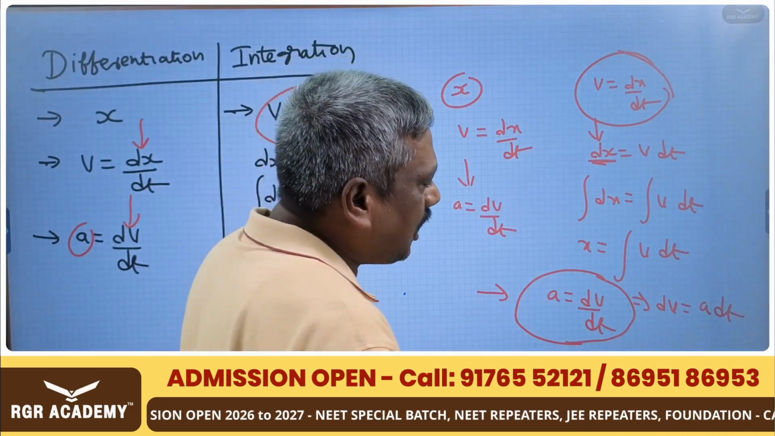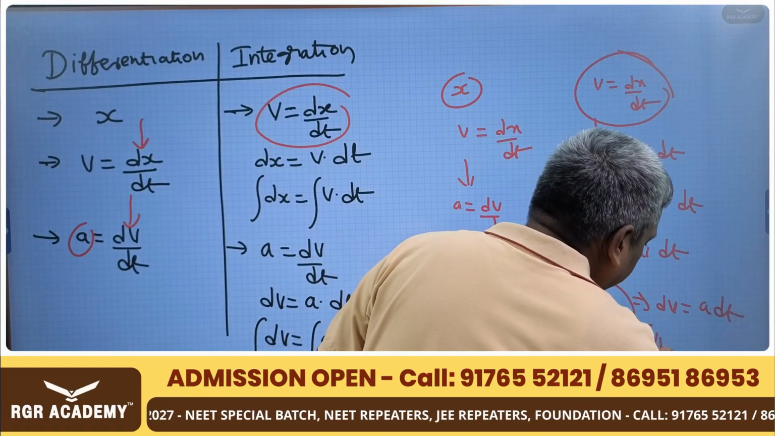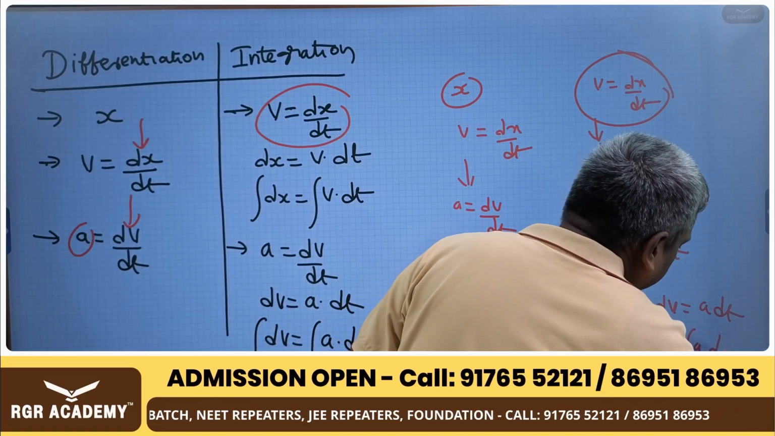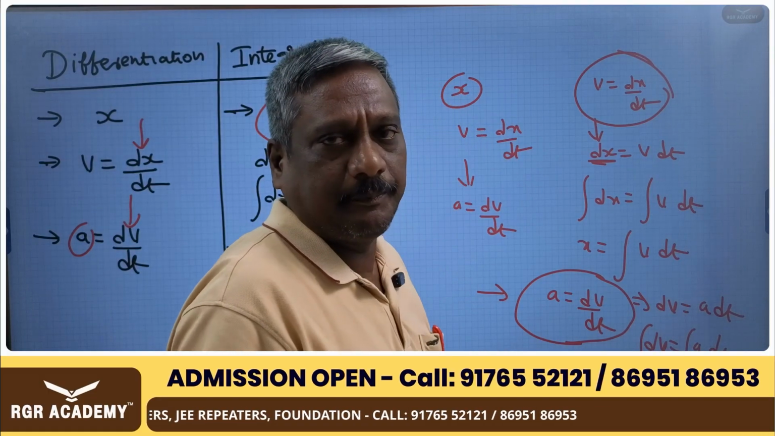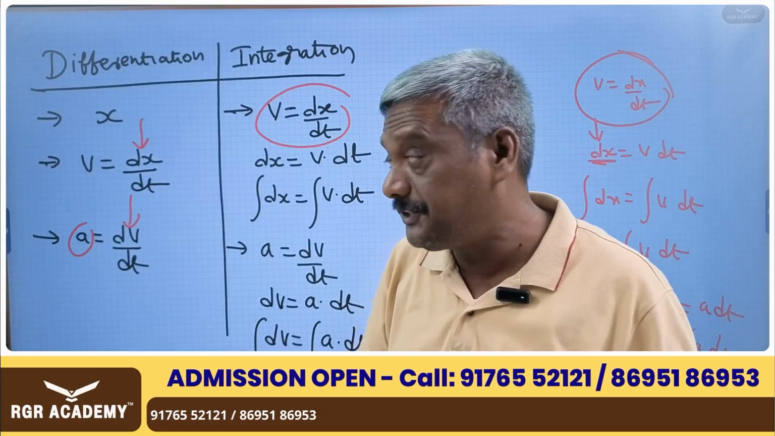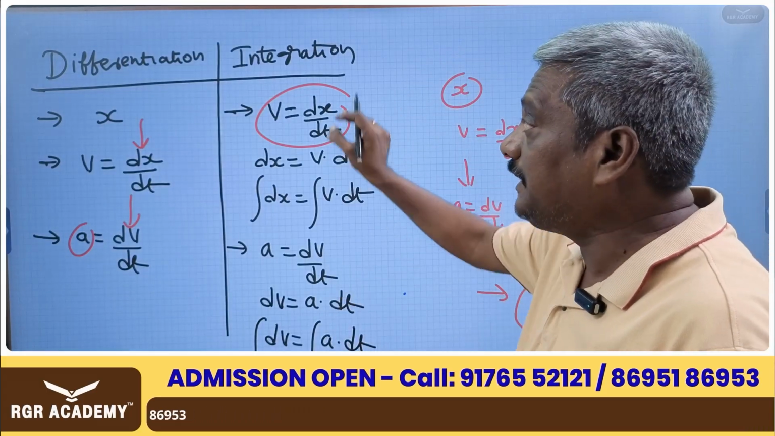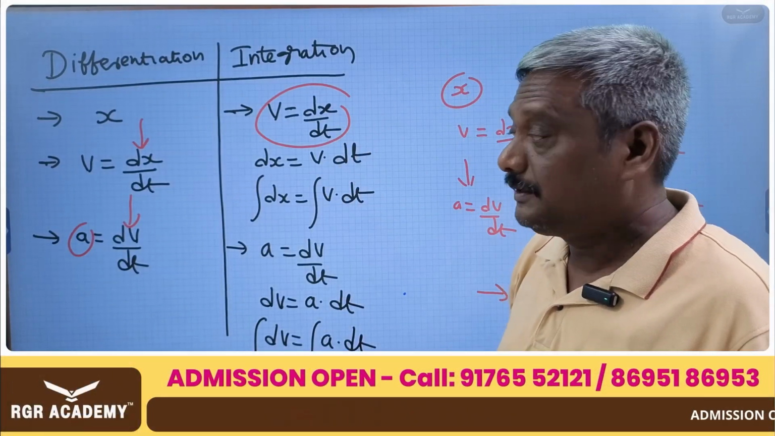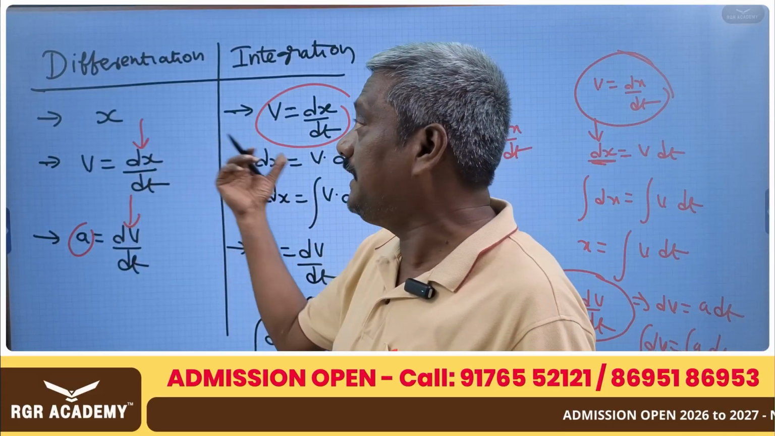Do the integration on both sides. Integral dv is equal to what? Integral a into dt. Integral dv is equal to integral a into dt. Right. This is the shortcut method everyone should remember. Then you can do so many numericals based on this technique.